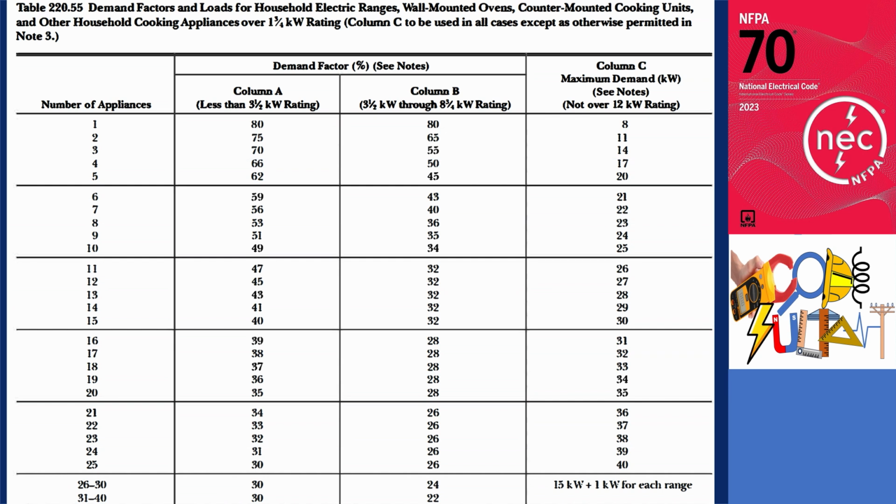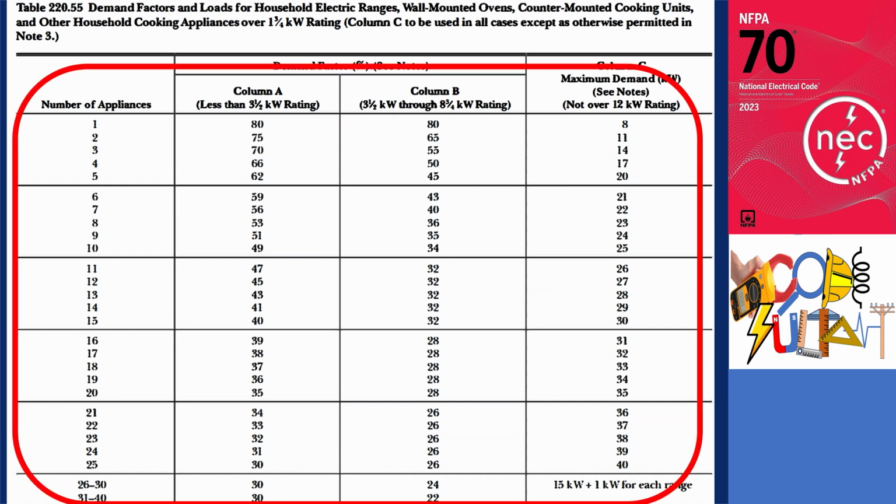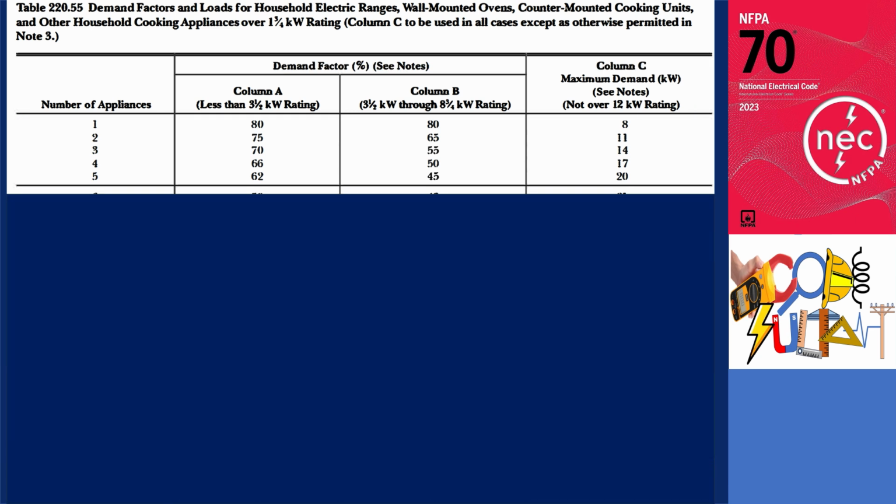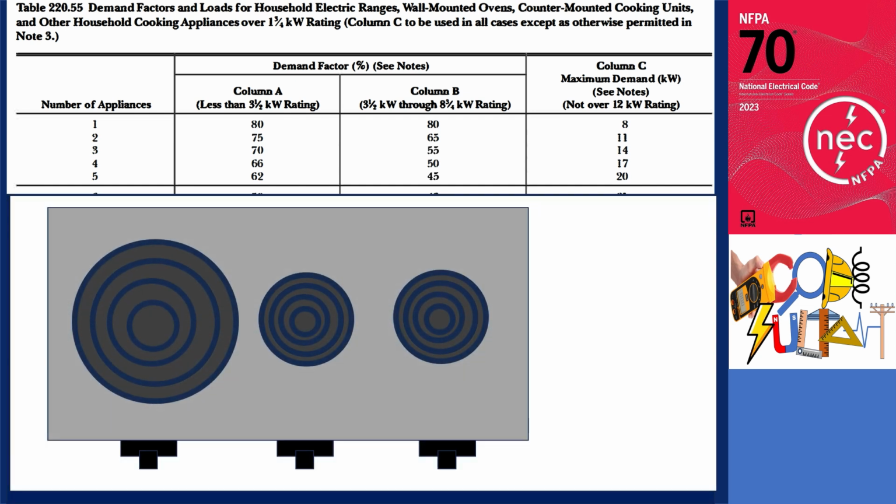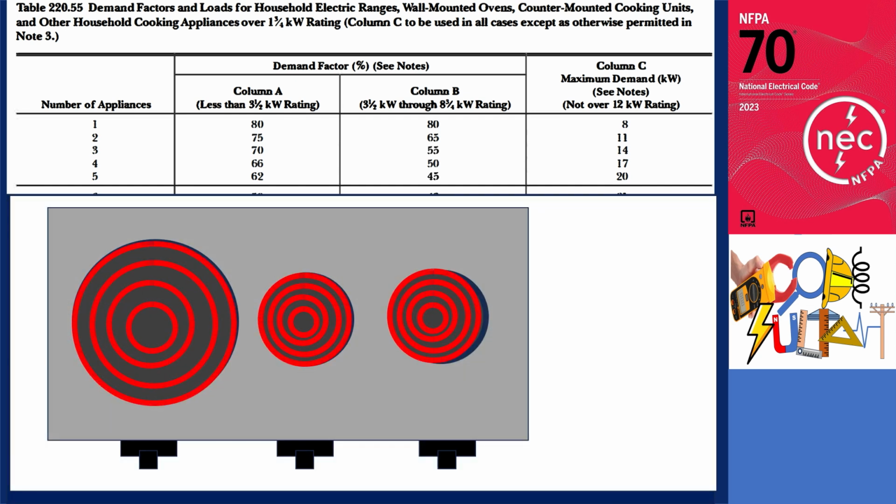The structure of Table 220.55 is organized into 4 columns that guide us in applying demand factors for household cooking equipment. These demand factors reflect the principle of diversified appliance use. In real life, no one turns on every burner and the oven on maximum heat all at once, so the NEC lets us use smaller, more realistic numbers.